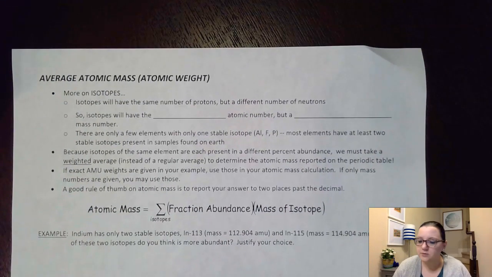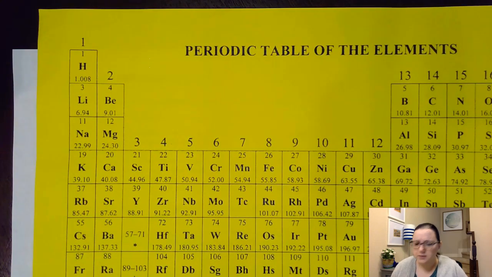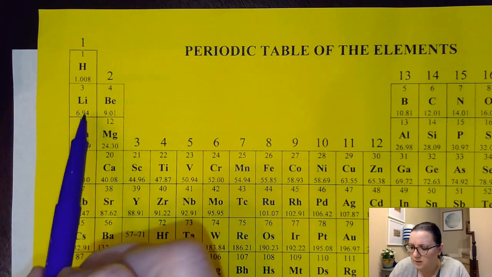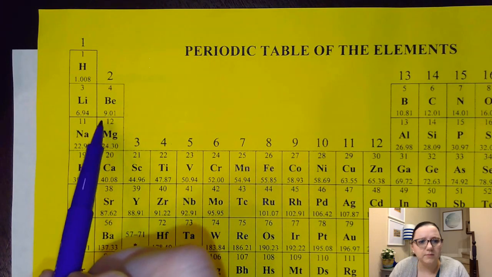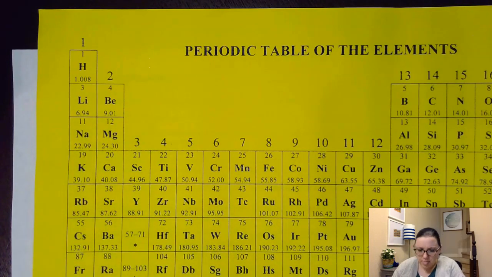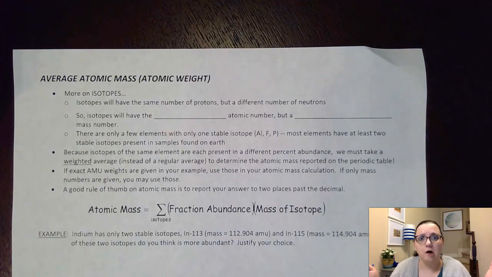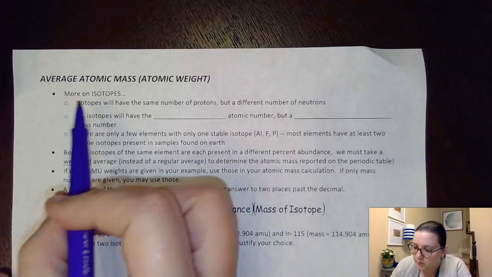All right, so flipping to the next page, we also want to talk about average atomic mass, sometimes referred to as atomic weight. We do have average atomic masses on our periodic table. For example, hydrogen is 1.008, lithium is 6.94, beryllium's 9.01. Those numbers are an average of all of the isotopes of that element found on Earth.